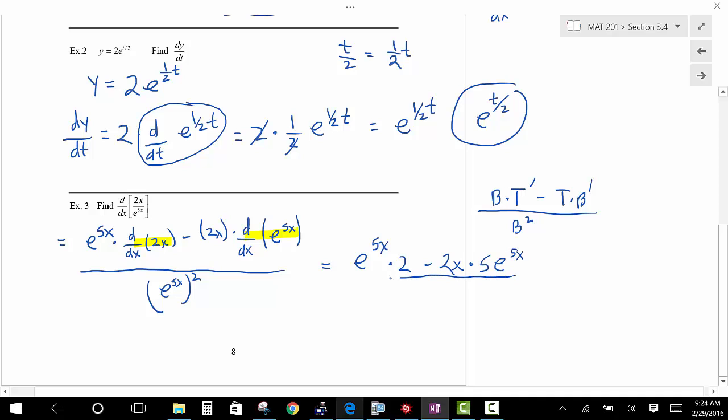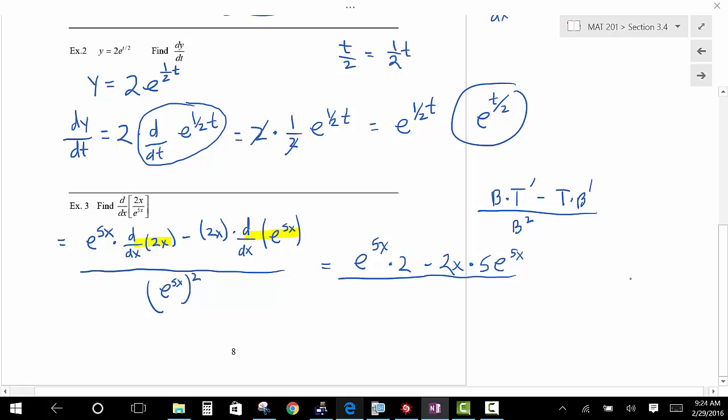What do you think the bottom's going to be? I want you to square that out. In this case, it's not a binomial squared. So just, what's it going to be, you think? I'm asking this because students a lot of times ask this question. It's e to the 10x.